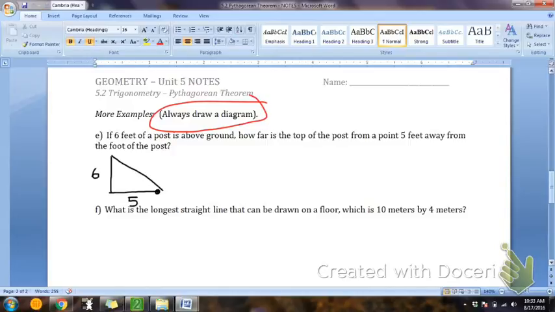Okay, so let's connect this. Put your right angle in there. This is what you're trying to find. You're trying to find the hypotenuse. It says, how far is the top of the post to a point 5 feet away? Okay, so now can you use c squared equals a squared plus b squared? You can. What's the c value? X. All right, why don't you go ahead and set this up? Find a value for x, please.